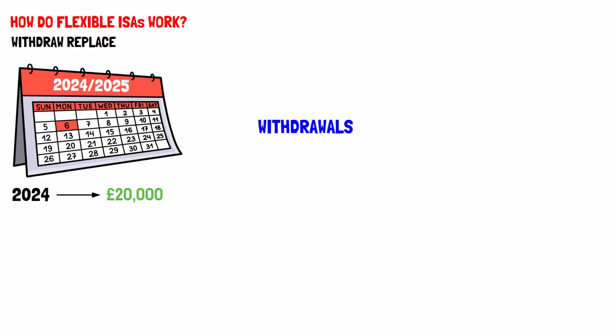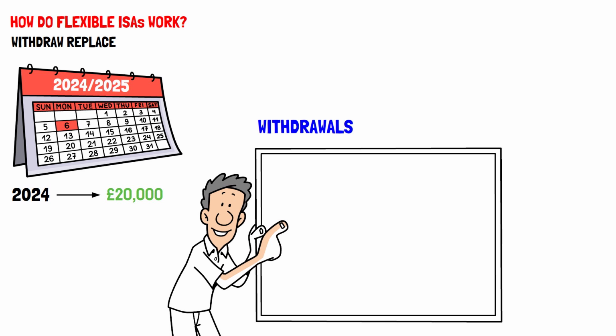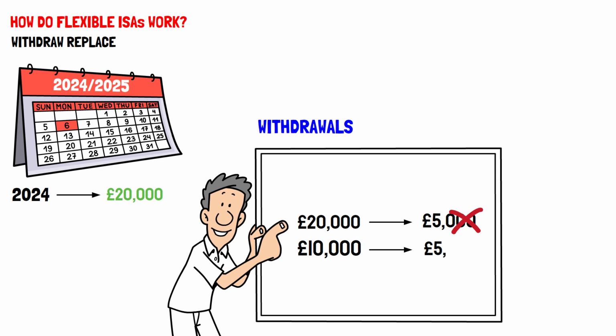Withdrawals. In a standard ISA, once you withdraw funds, you cannot replace them without using up part of your remaining annual allowance. For instance, if you deposit £20,000 and withdraw £5,000, you can't replace the £5,000 within the same tax year without exceeding your allowance. Or another example, if you deposit £10,000, you have £10,000 left to deposit. If you then withdraw £5,000, in a normal ISA you can't put it back in without using up your allowance. You still only have the £10,000 left to put in, despite the fact that you withdrew it.